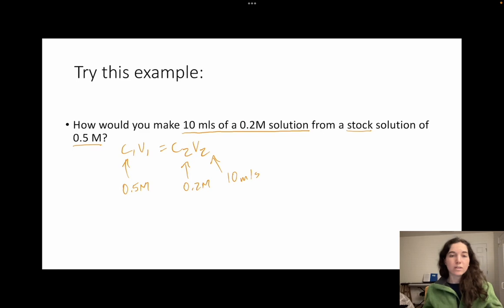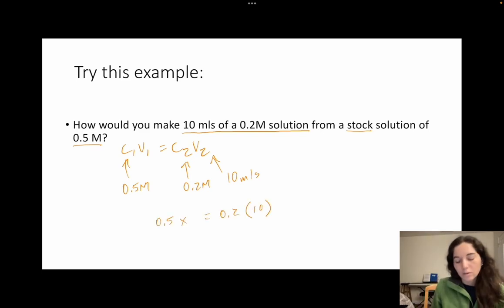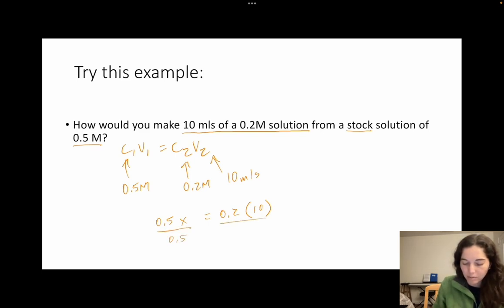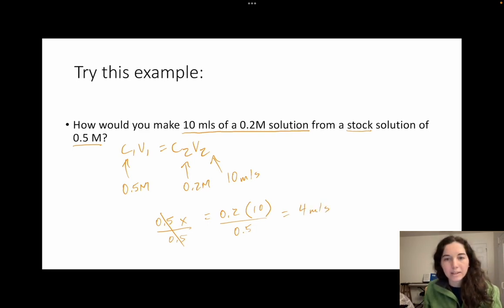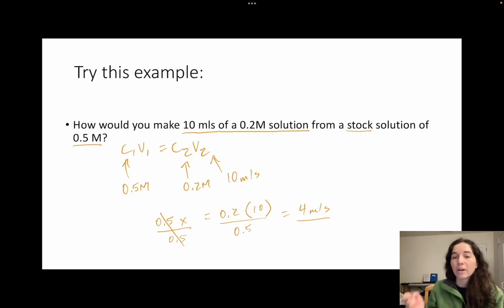First things first, we do need to solve this. So go ahead and solve for V1. So if you put this in and you divide both sides by 0.5, because we're solving for V1, or I've labeled it X, this goes away, and we find that this is equal to 4 milliliters. 4 milliliters of what? The 4 milliliters belongs to our stock.